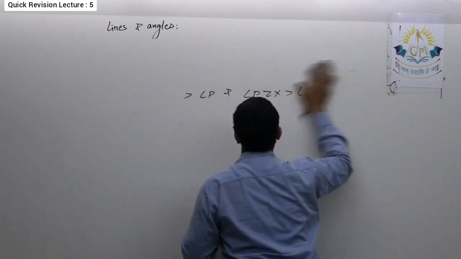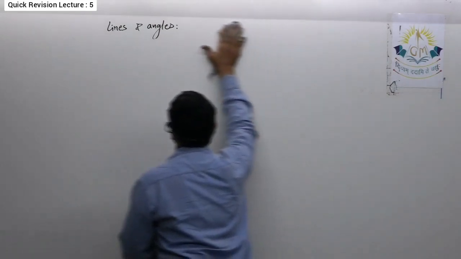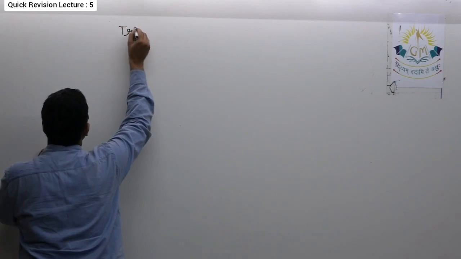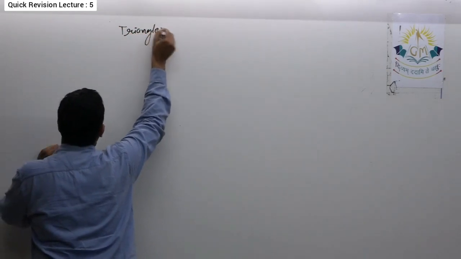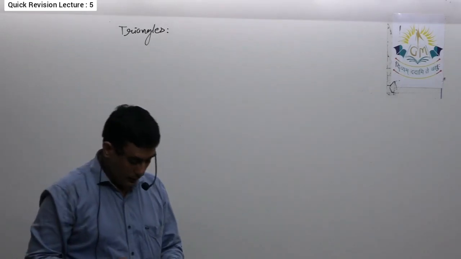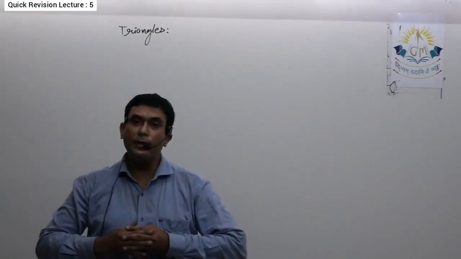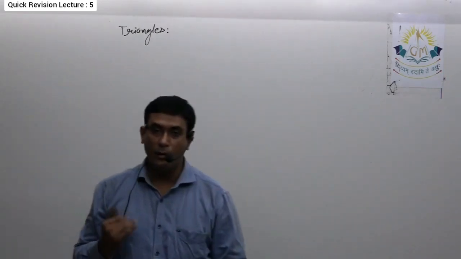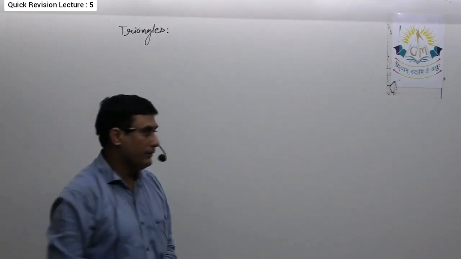Sorry, after this we'll see lines and angles. Now next we'll see the triangles. After triangles we'll come to the quadrilaterals. So, triangles. In triangles we basically have to cover the congruency criteria. So think, revise, remind those criteria, how many criteria were there. Then we'll continue this.